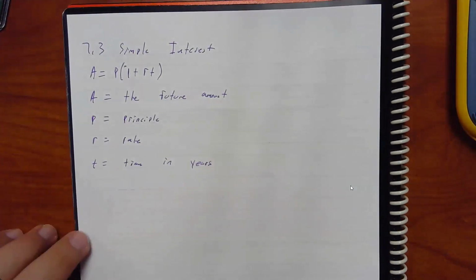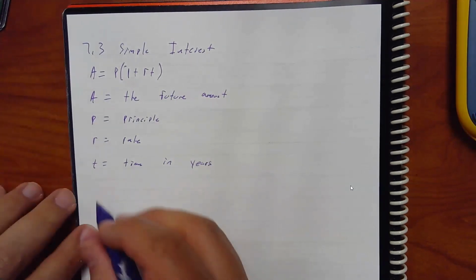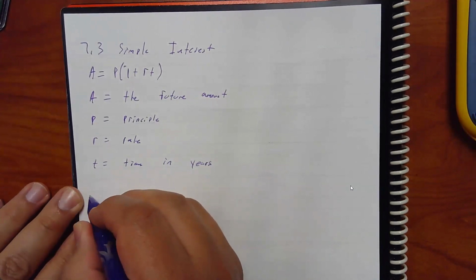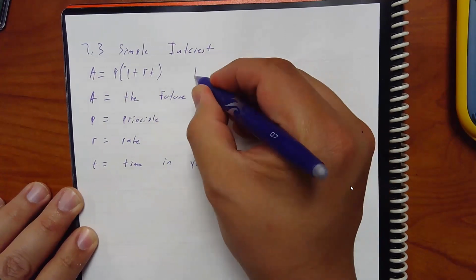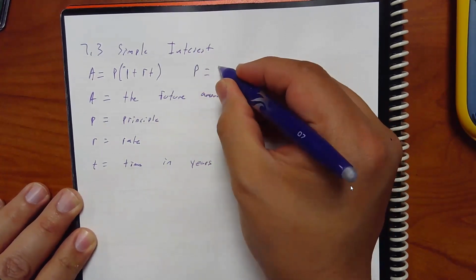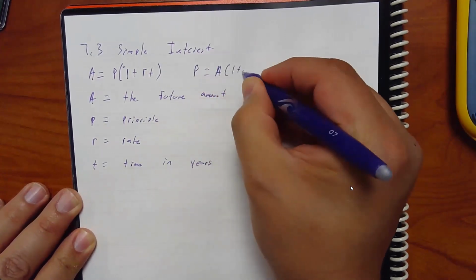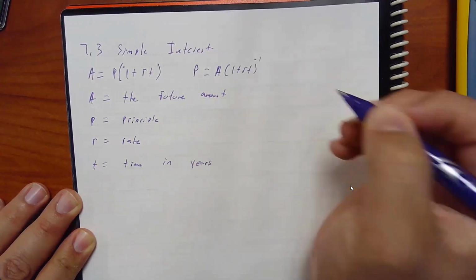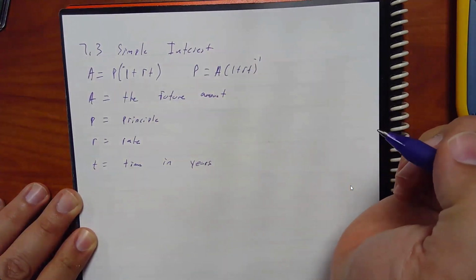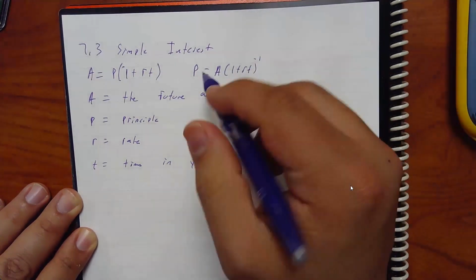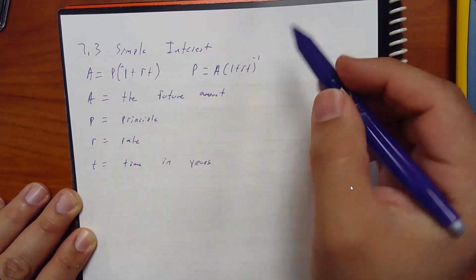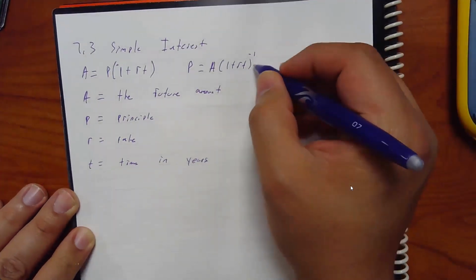Now I can rearrange this formula for you. I can solve for P. P would be equal to A times 1 plus RT to the -1. So if they want principal, and they give you everything else, use this one. -1 on the parentheses.